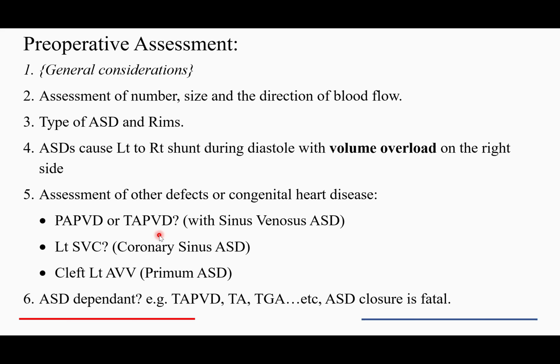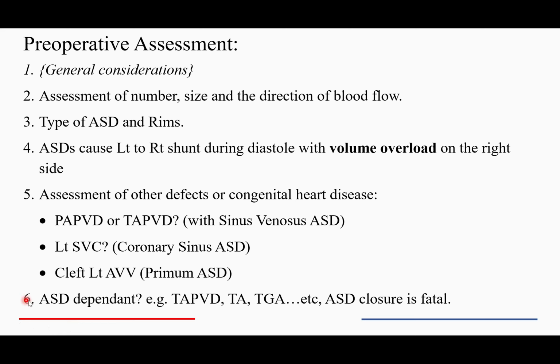We see whether there is a left SVC, because in coronary sinus ASD there is usually a left SVC, and if there is a primum ASD, I expect that the patient has a canal defect, whether partial or complete. So I look at the mitral valve, or the left AV valve, to see whether there is a cleft and a regurgitation in the mitral.